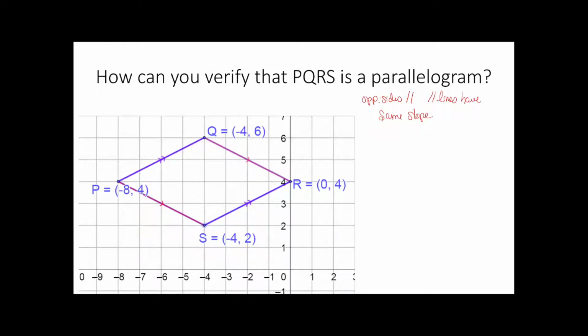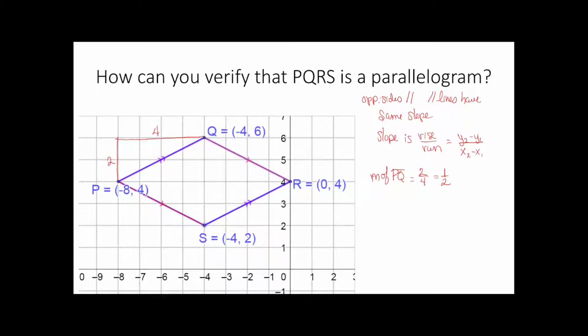So one method that we could use to show that this is a parallelogram is we could find the slope of our 4 sides. Slope is rise over run. It is the change in y over the change in x. When something like this is graphed, it's very easy to see that from P to Q, I am rising 2, and I am running 4. So for the slope of PQ, I will have 2 over 4, rising 2, running 4, which reduces to 1/2.